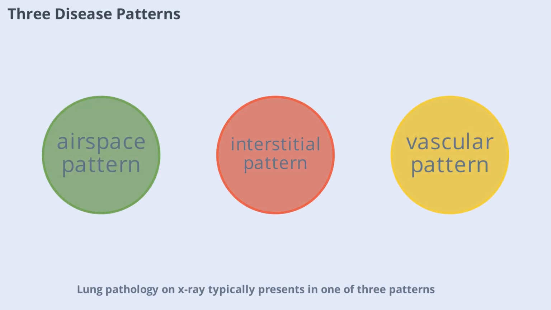Lung pathology on X-ray typically presents in one of three patterns. The airspace or alveolar pattern appears as fluffy, cloud-like opacities due to filled airspaces. The interstitial pattern looks net-like, reflecting disease in the supporting tissue. The vascular pattern shows increased branching opacity radiating from the hilum, indicating engorged pulmonary vessels. Recognizing these patterns is key to narrowing down the diagnosis.